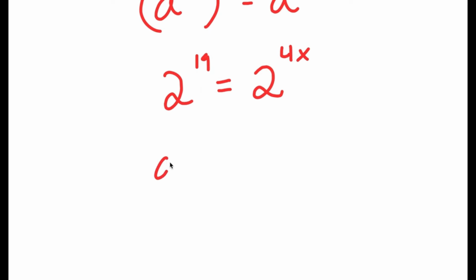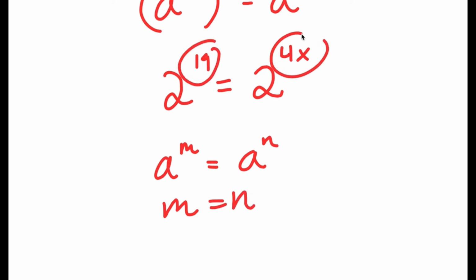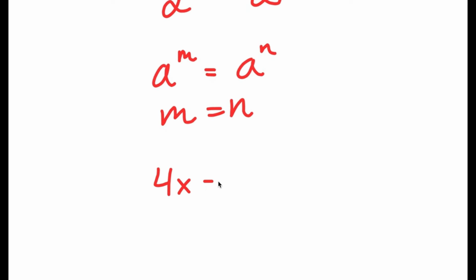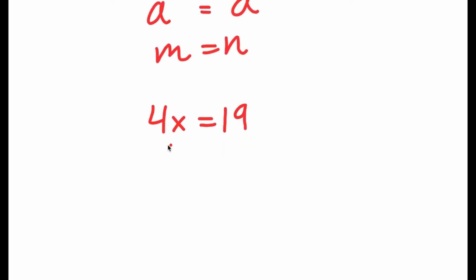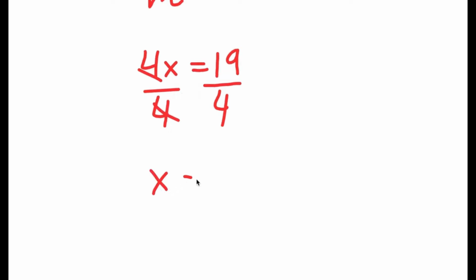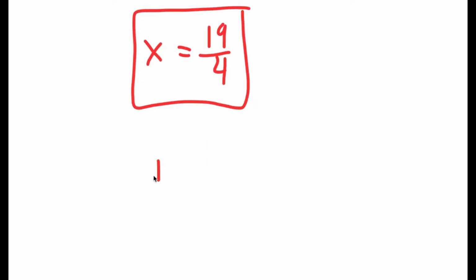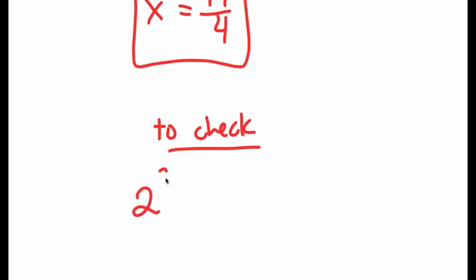Now, if I have something in the form a to the power of m is equal to a to the power of n, this means that m is equal to n. So in this case, 19 is equal to 4x. Now we have a simple equation here. All I have to do is divide both sides by 4, and I get x is equal to 19 over 4. Now, to check, my original equation was 2 to the power of 20 minus 2 to the power of 19 is equal to 16 to the power of x.